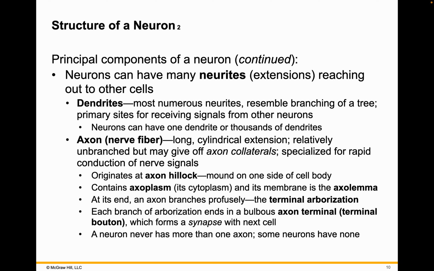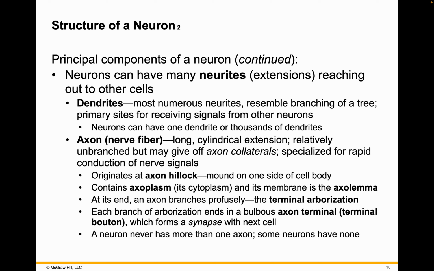The axon, or the nerve fiber, is a long cylindrical extension, relatively unbranched, but gives off many axon collaterals that are specialized for rapidly conducting nerve signals. They originate at the cell body location known as the axon hillock. They contain axoplasm. It's cytoplasm, but it's found in the axon, and we call the membrane around it an axolemma.